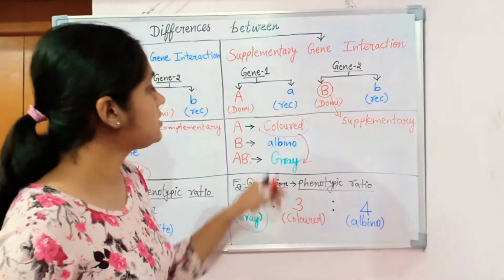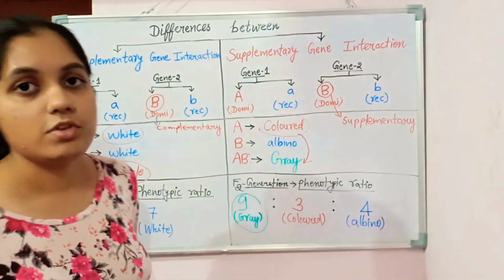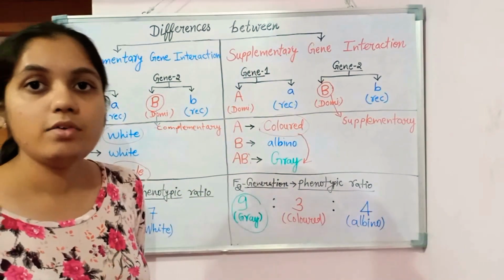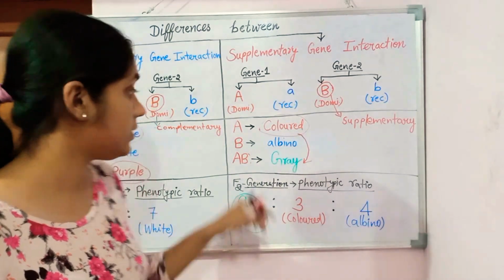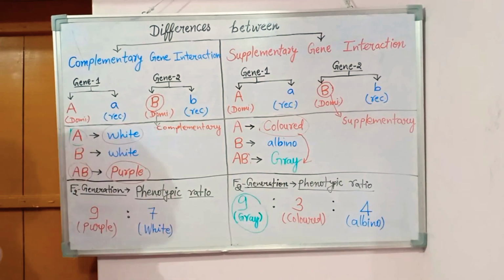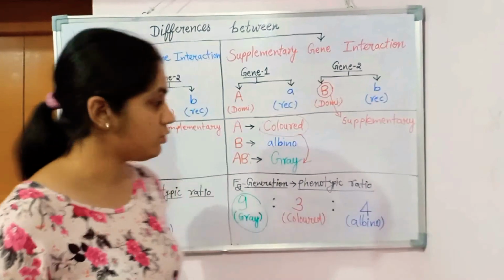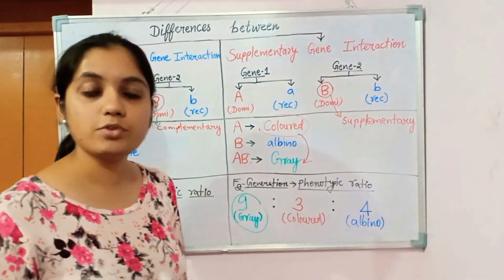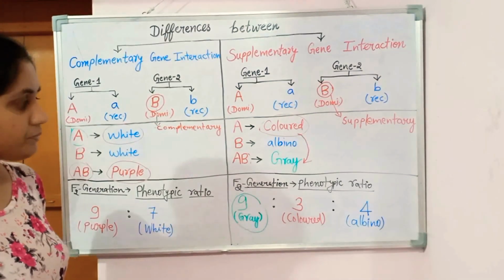Why? Because the main reason is the capital A, which is the dominant allele of the gene 1, has its own phenotype. It can express itself independently. But here this capital A cannot express itself independently. That's why here two types of phenotypes are produced in the complementary, and here in the supplementary gene interaction three types of phenotypes are produced. So this is the main difference between these.